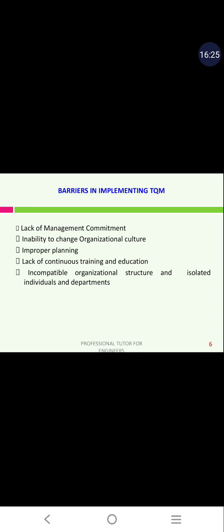So if the management is running in their own way, it will be very difficult to implement this TQM. So then the management has to change. Based upon the social, economic condition, technological development, if the management is changing accordingly, only then you can successfully implement. Otherwise it will be a problem to implement TQM. So this is called as inability to change organization culture. If the management is not able to change, they are following their procedure as they like, so definitely it will be a problem to implement TQM.